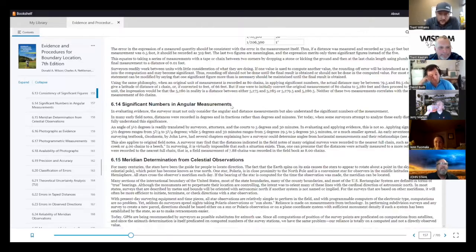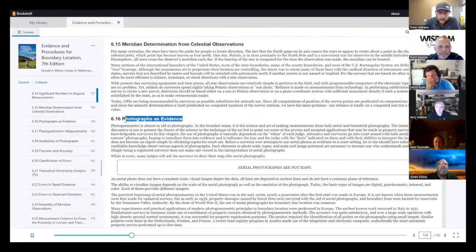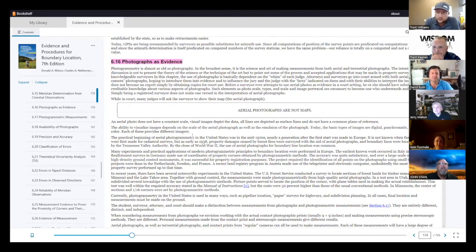6.16, photographs as evidence. And this is another one where I'm not super strong. I haven't dealt in photogrammetry. We certainly at my company have a photogrammetry department. We have people that understand the measurements in a photograph and an aerial image and how that all comes together, whether it's through a UAS or traditional photogrammetry. But there's inherent errors in those and just measuring those out. The book does give an example.